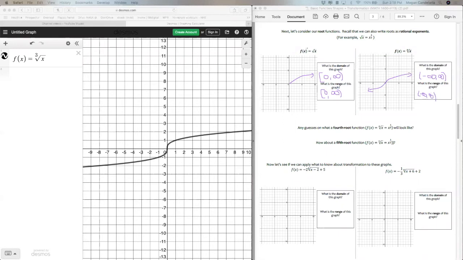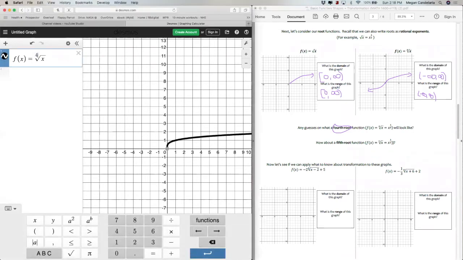Okay, so that's our square root graph and our cube root graph. Now, let's see if we can expand on this and think about what our fourth root function would look like and our fifth root function, okay? So we don't have to guess. We can actually just plug this into Desmos. So let's look at our fourth root function. It looks pretty similar to our square root function, right? In terms of it only takes on positive values, it's kind of a slower growing curve.